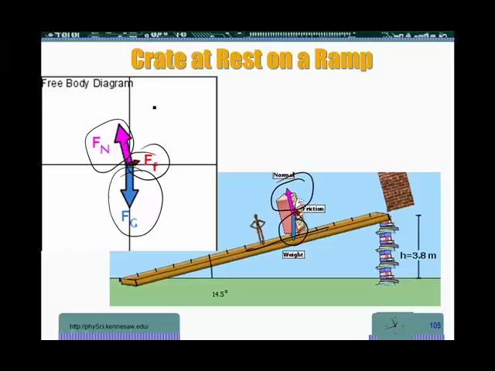Now, what about the horizontal? F sub g does not have any contribution along the horizontal. F sub n, however, has a small contribution along the horizontal. Now, since we don't have acceleration, that tells us that it must be balanced by something. What's balancing it in this case? It is the horizontal part of the friction force. That's why we know that the friction force is pointing up as opposed to down, because it's balancing that part of F sub n. Okay? This is one situation.